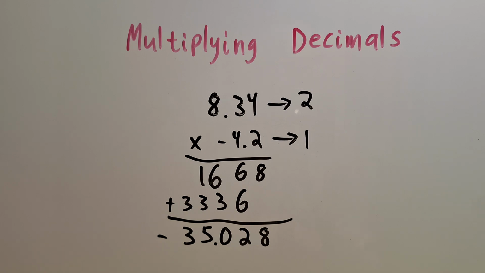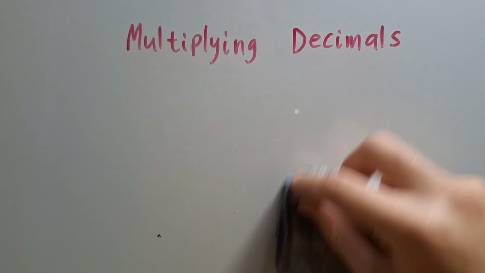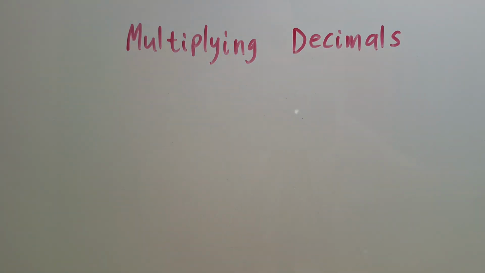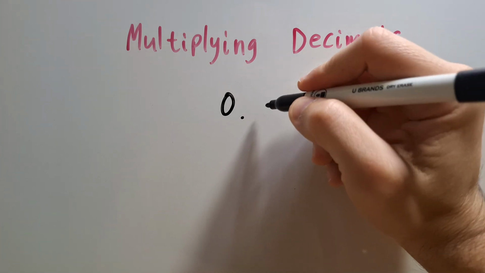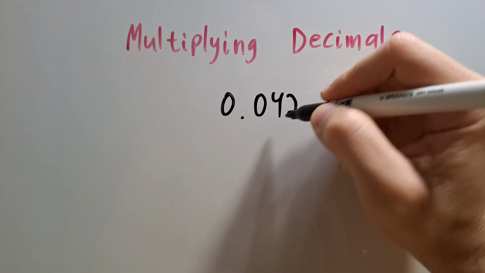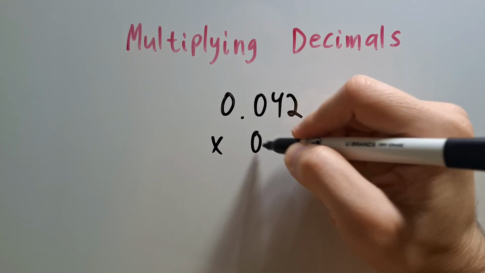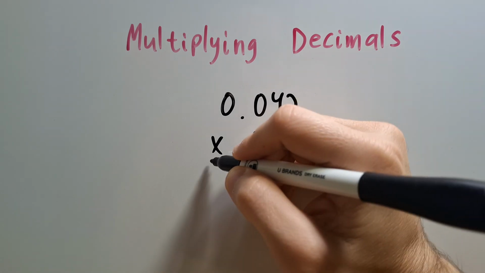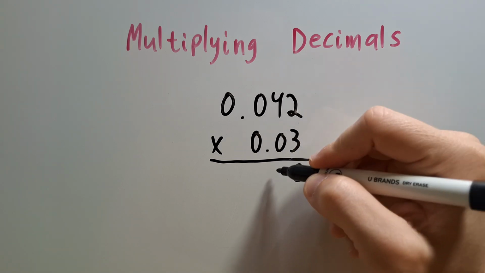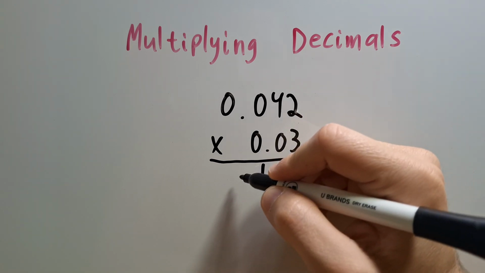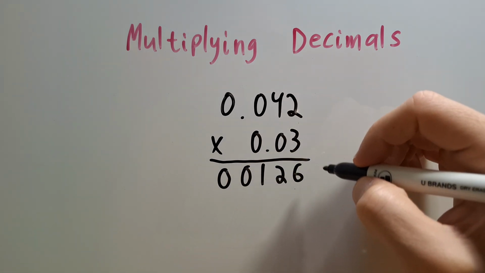Let's work out one more. Multiplication on that last one was a bit intense, so I'll make it a little bit easier for this one. This is 42 thousandths, and we're going to multiply by 3 hundredths. Multiply this out. All right, not as bad.